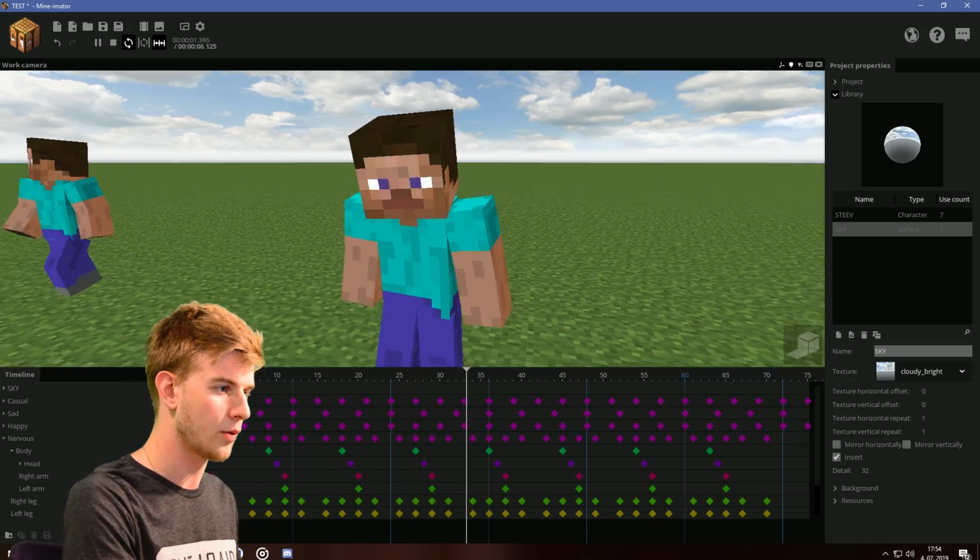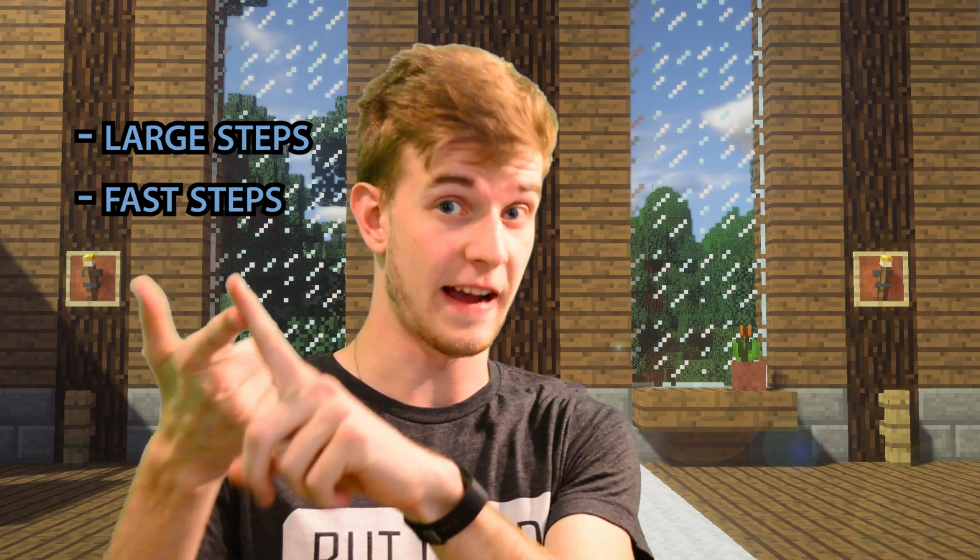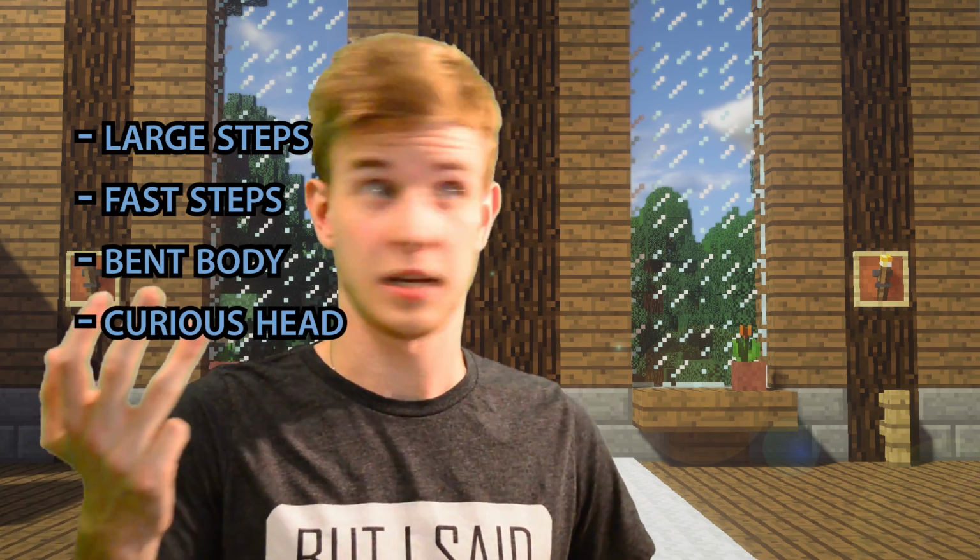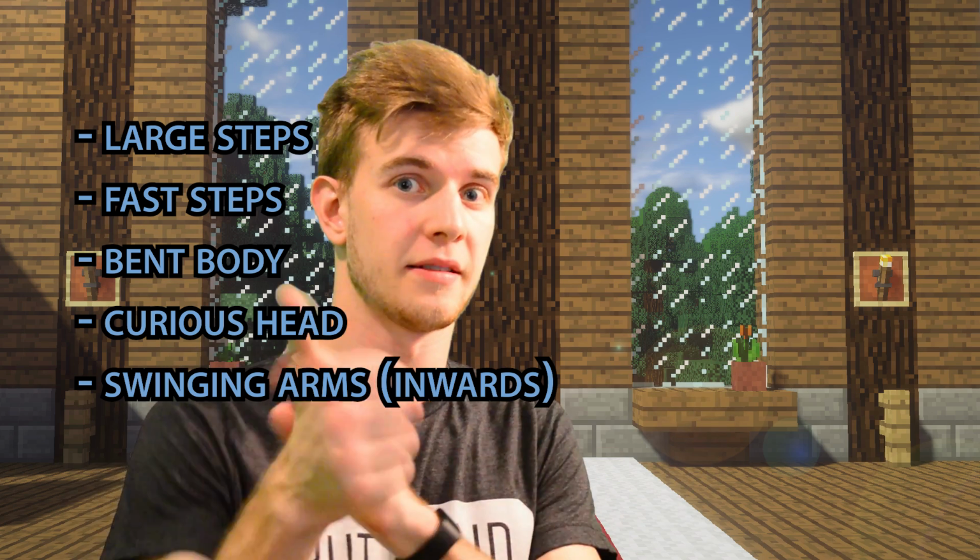The head is looking around with some pretty intense transitions, large steps, fast steps, body bent forwards, head looking around, arms swinging by a lot, and intense transitions.